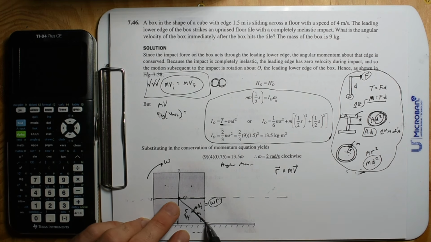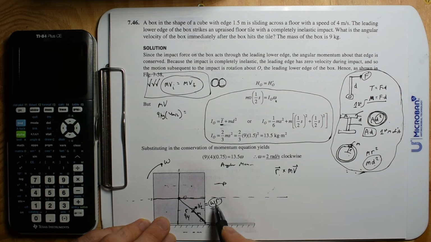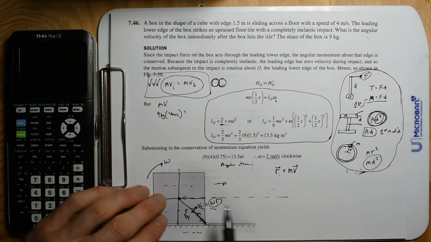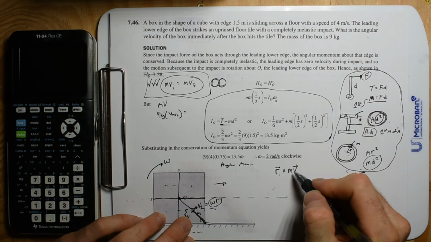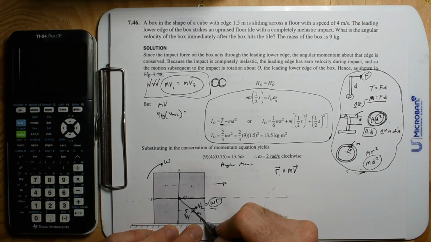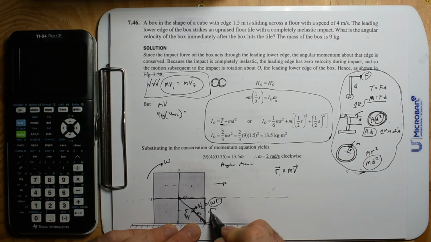So when you do the cross product, well, the velocity is just in this direction. And so it's only going to be the component of this radius in what direction? Probably this. No, it's the cross product. So it's going to be perpendicular. So this distance right there.